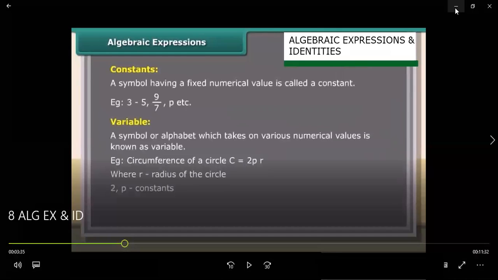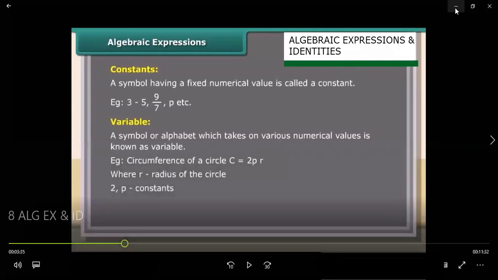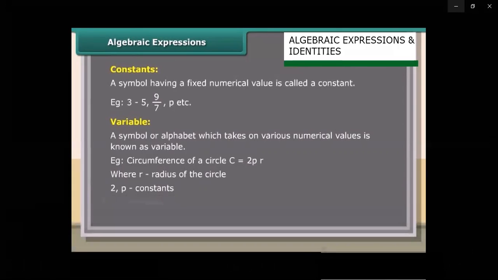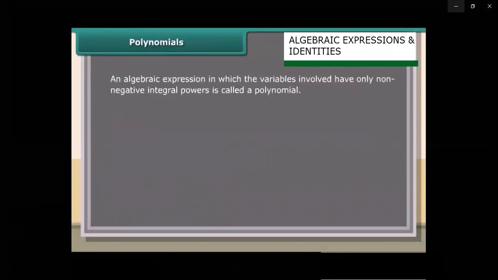r can change. So 2 is a constant. The value of pi, here we are writing p, so it is basically pi. So in 2 pi r, 2 is a constant, the value of pi is a constant, 3.14 and so on. But the radius of the circle is not constant. It depends on the size of that particular circle that we are talking about. So the radius of different circles may vary. That's why the radius of different circles is not constant, it is a variable.